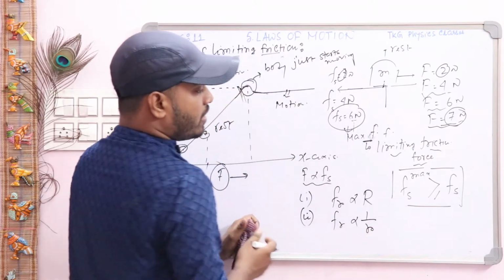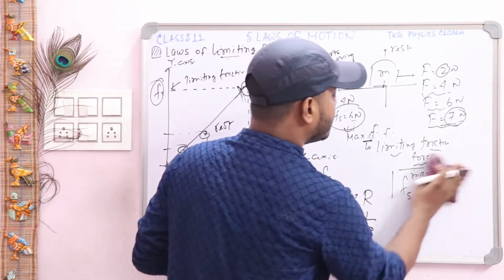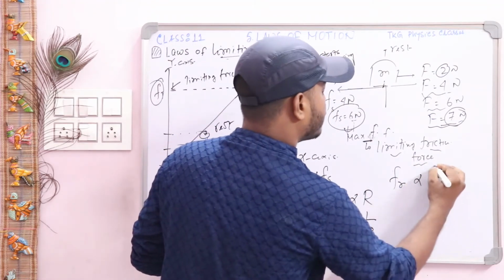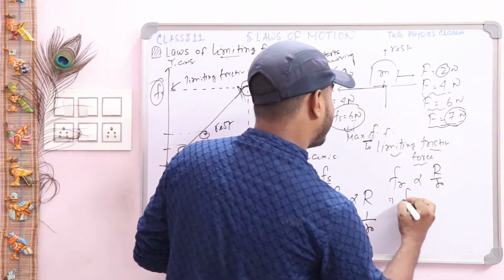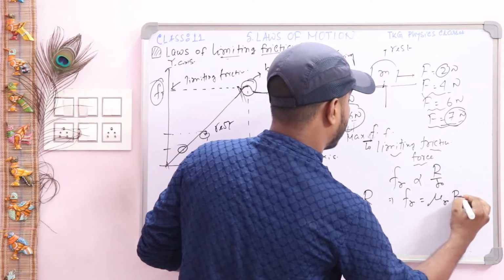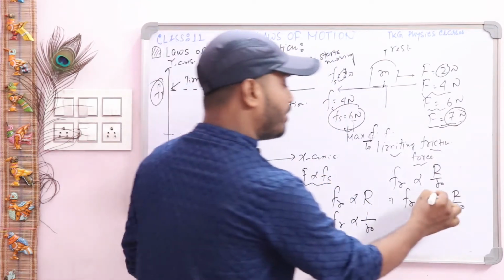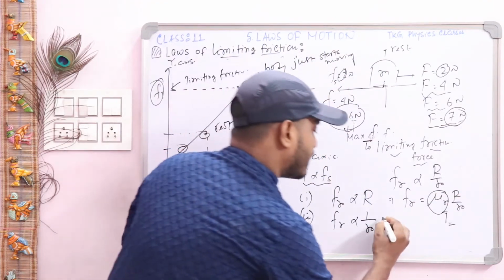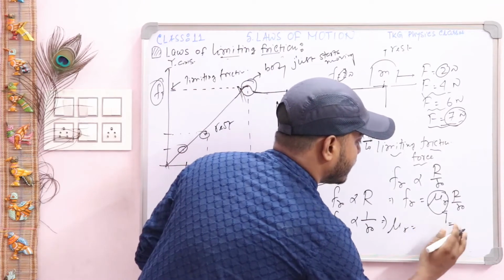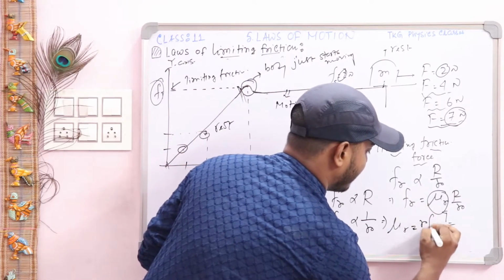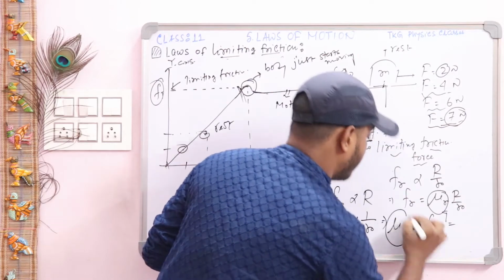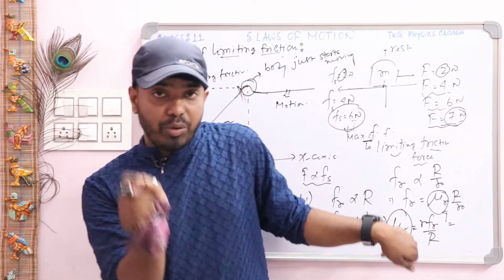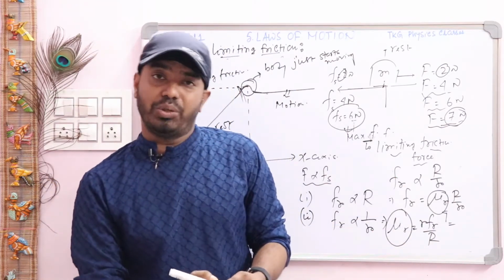r is the radius. Now combining, you can find the formula of rolling friction. Fr is proportional to capital R by small r, that is Fr equals mu r capital R by small r. Here mu r is called the coefficient of rolling friction. If you calculate mu r, that is Fr divided by capital R, mu r has unit and dimension, but mu k and mu s have no unit, no dimension.